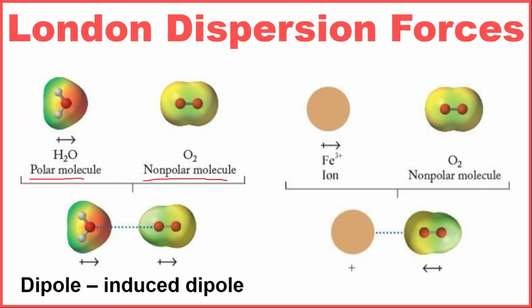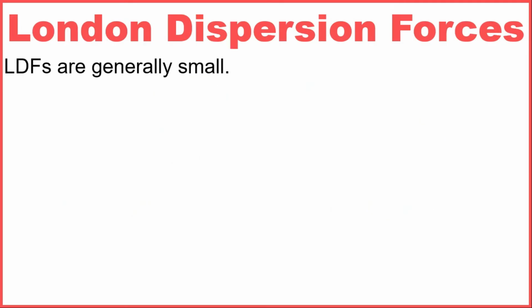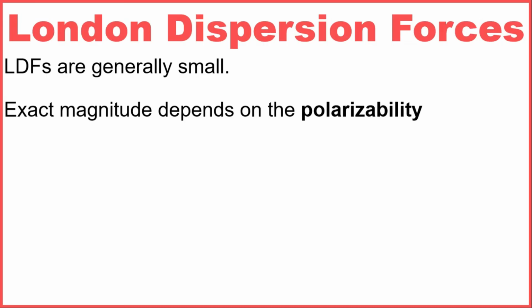Now, what if we have an ion? This will result in an ion-induced dipole attraction. This is a weak attraction that results when the approach of an ion, for example, an iron ion, induces a dipole in an atom or in a nonpolar molecule by disturbing the arrangement of electrons in the nonpolar species. London forces are generally small, with energies in the range of 1 to 10 kilojoules per mole. The exact magnitude of London forces in molecules depends on the polarizability of the molecule.